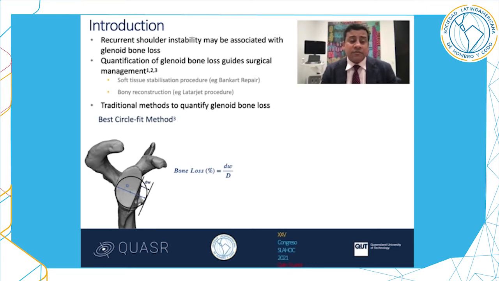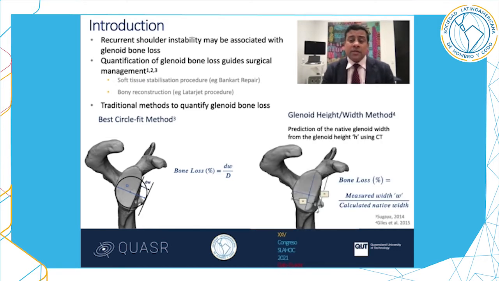Traditionally, bone loss is quantified by two techniques which are the most widely used. It's the best circle fit method as popularized by Dr. Sugaya, and the glenoid height and width method as popularized by the team in London, Ontario, by Josh Giles and co. These are the two most widely used methods, and I, in my clinical practice, have been using these methods till of late. The bone loss by the best circle fit method is basically a percentage of loss of this best circle area as a surface area method, and the bone loss percentage is calculated as the percentage based on width versus the calculated native width.